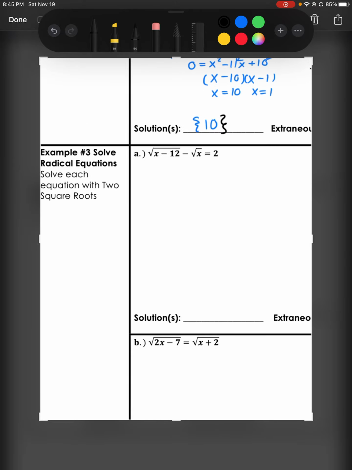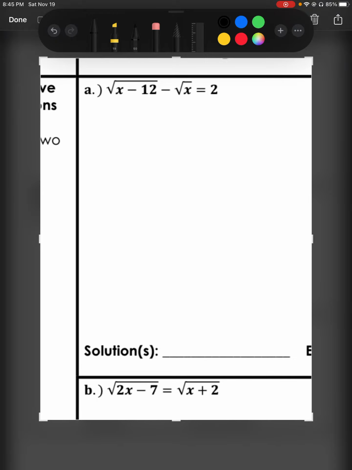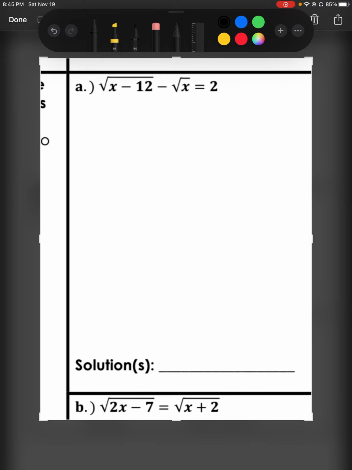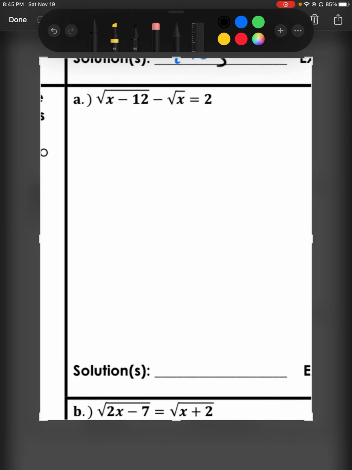So for the next one, as you can see, there are 2 square roots here. So you have a few different options on how to deal with this. You can try to get each separate square root to opposite sides. So I'm going to start by adding the root x to the other side. I get the square root of x minus 12 is equal to the square root of x plus 2.